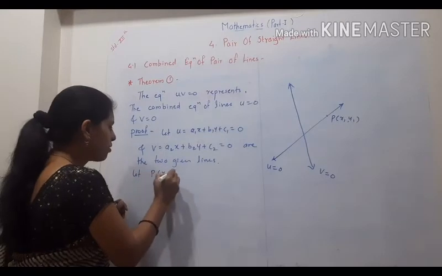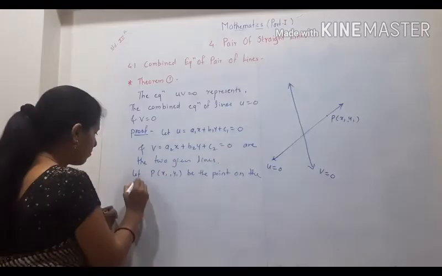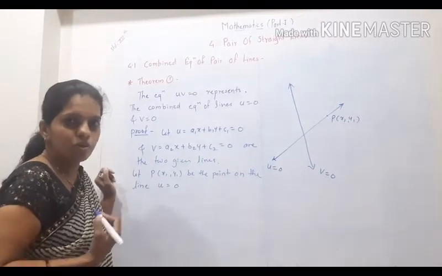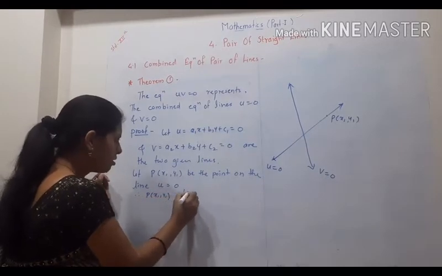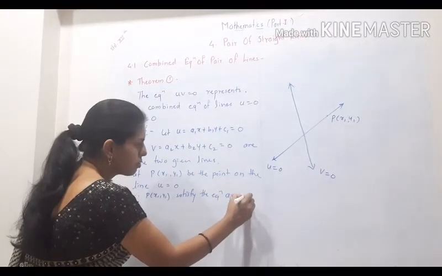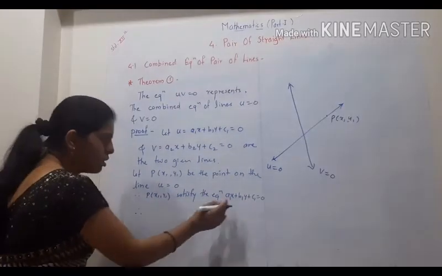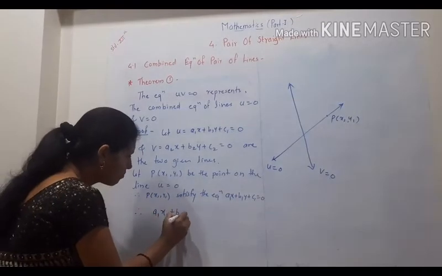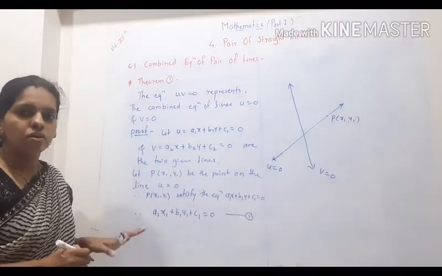Let P(x1, y1) be the point on the line u is equal to 0. Therefore, it satisfies the equation of u is equal to 0. Therefore, P(x1, y1) satisfies the equation a1x plus b1y plus c1 is equal to 0, which is the equation of u is equal to 0. Therefore we get, instead of x and y we are using x1, y1, a1 x1 plus b1 y1 plus c1 is equal to 0. Let this be equation number 1.